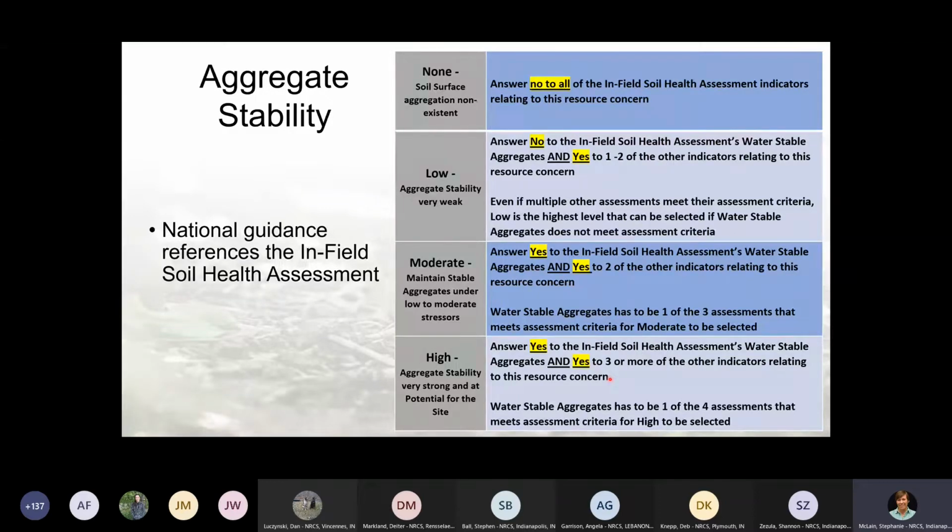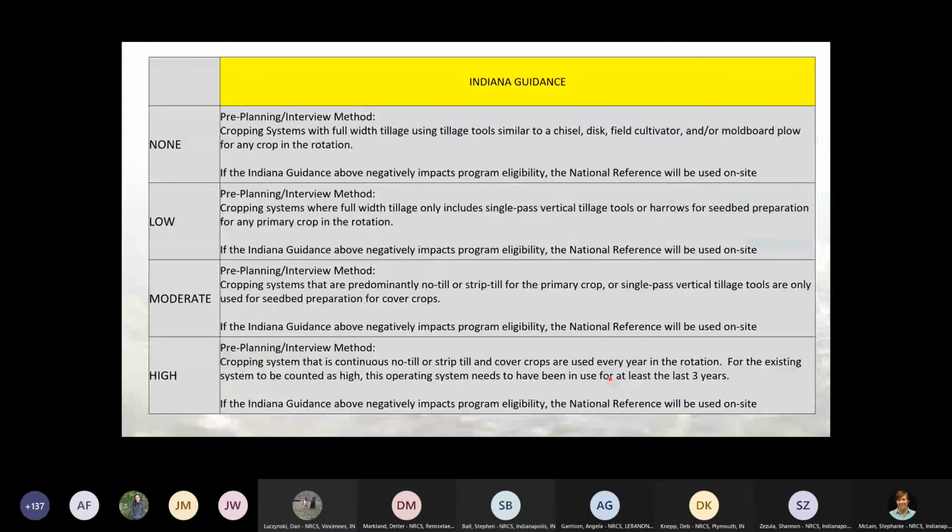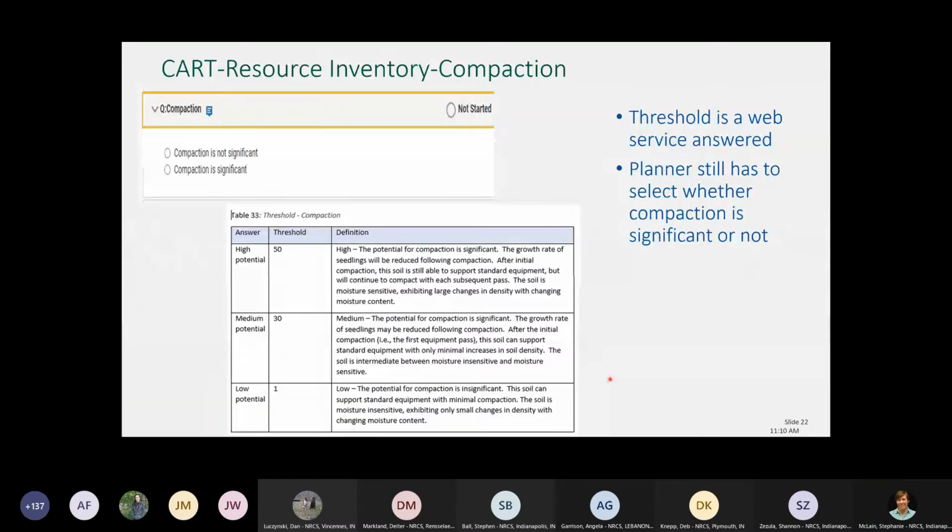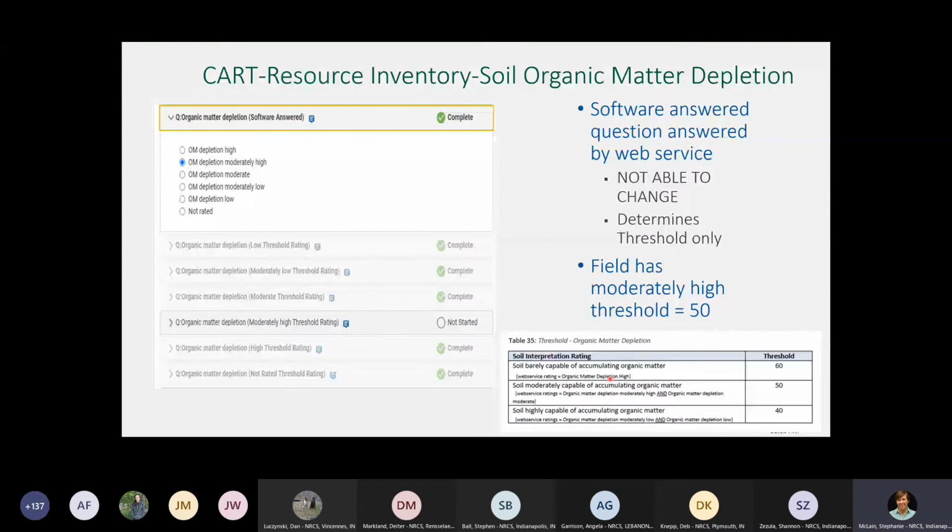So I hope that answers that question. But if you do the assessments, then you have to come here and then determine how many meet for each of those resource concerns, and then you answer those questions accordingly. All right, I'm going to move on to the next one within CART.